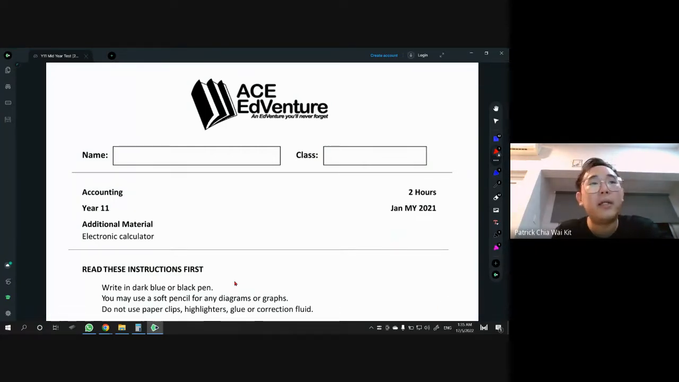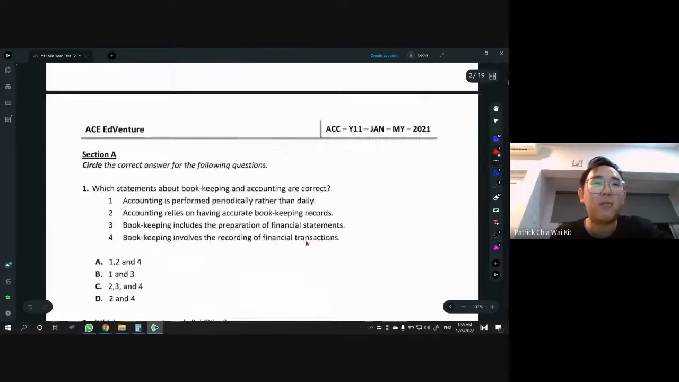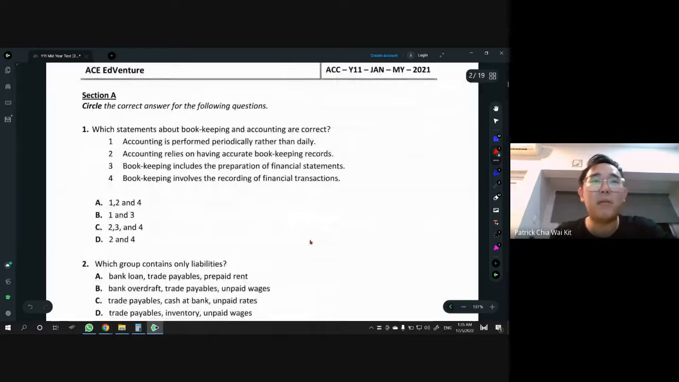This paper is Year 11 mid-year, MY stands for mid-year, 2021. I'm going to do the MCQ and speed run this, so bear with me. I'm not going to go through everything in detail, so I hope you can keep up.